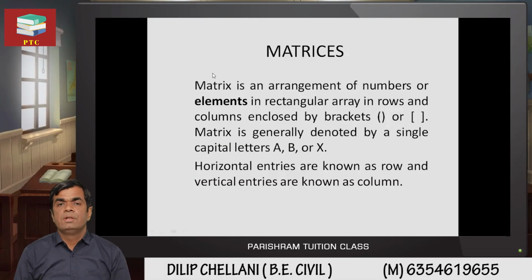Matrices. Now, matrix is an arrangement of numbers or elements in a rectangular array in rows or columns enclosed by a bracket. Matrix is generally denoted by single capital letters A, B, X. Horizontal entries are known as rows, and vertical entries are known as columns.